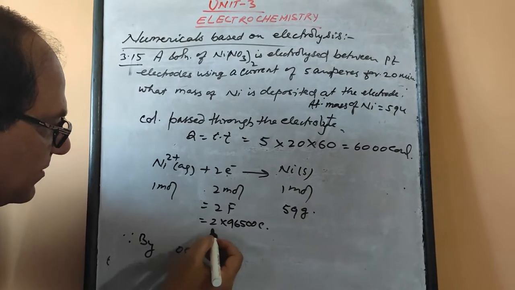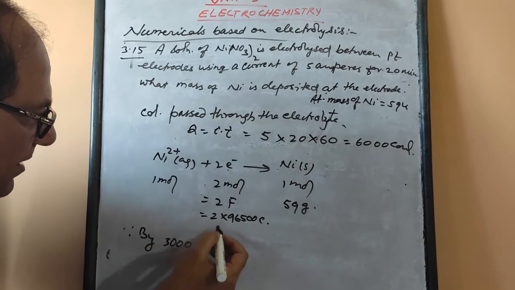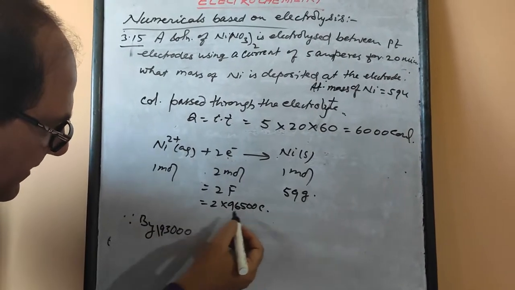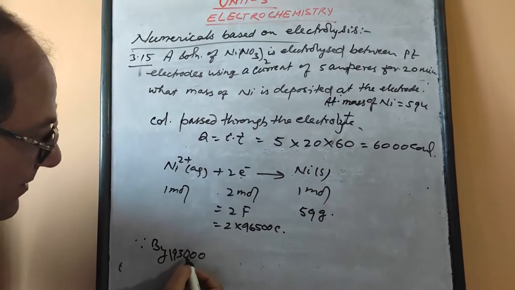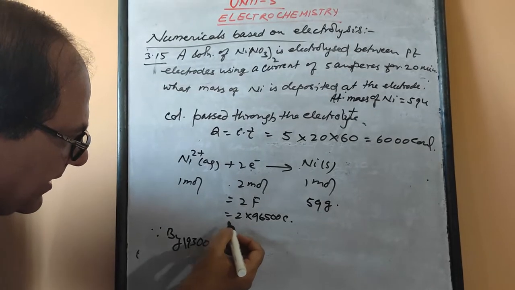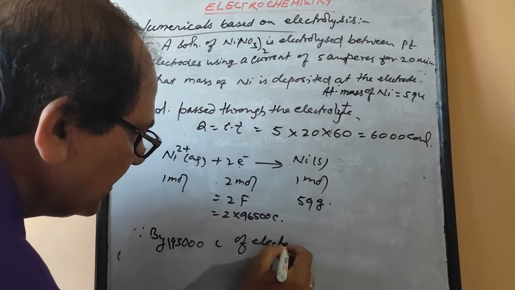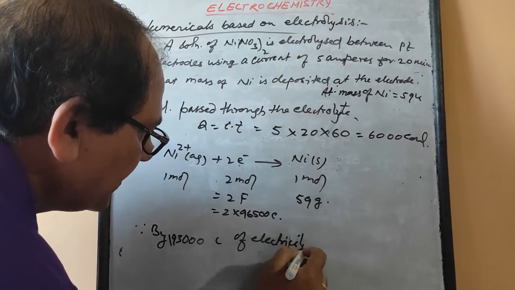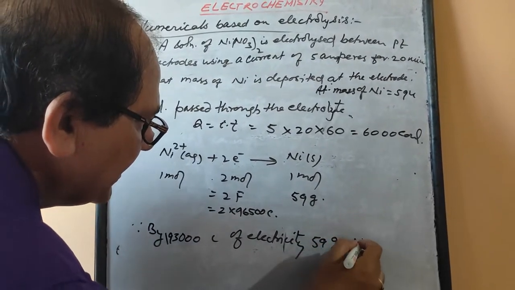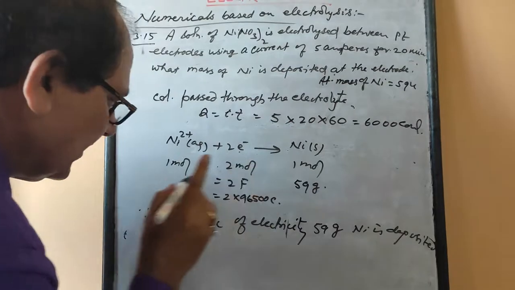You can use the unitary method by just multiplying it. This is 193,000, check again, 2 into 96500 is right. So this many Coulombs of electricity deposit 59 gram Ni. Just check the unitary method only.